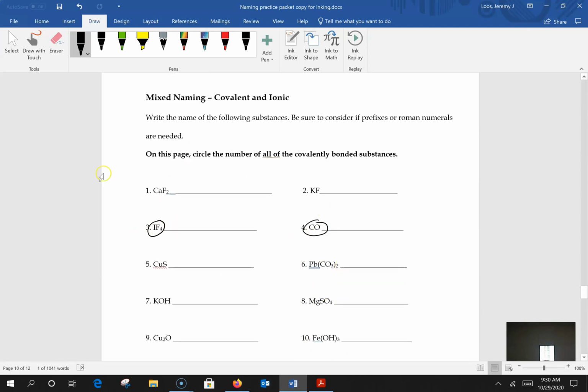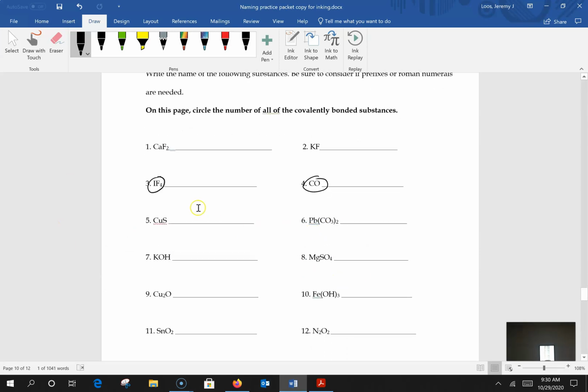Now, that's not all of them. There's more, because I want you to look and do some of it on your own. But both of these are nonmetals, as are both of these. So those are covalent substances, and I'm going to circle those.